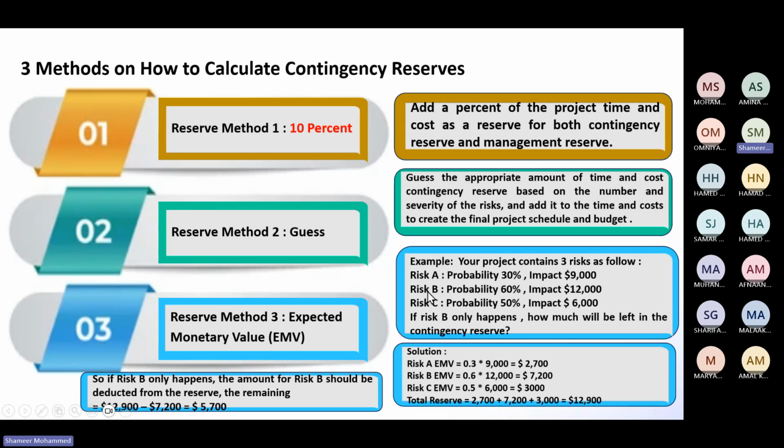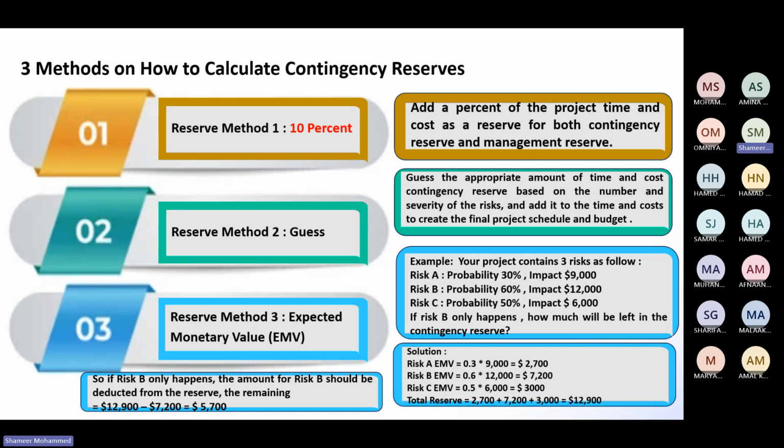Risk B, the probability of occurrence is 60%. If this happens, a $12,000 impact will come here. Risk C, 50%. If this happens, $6,000 loss. So from these, if only risk B happens, then how much will be left in your contingency reserve?